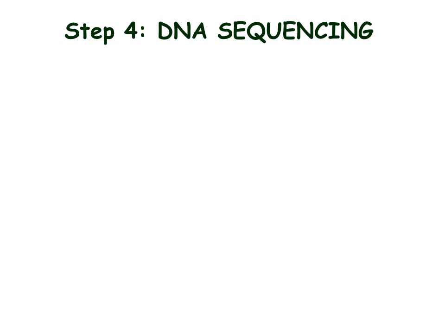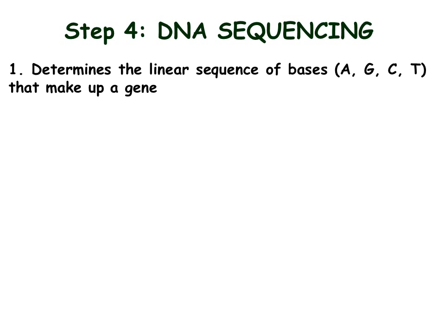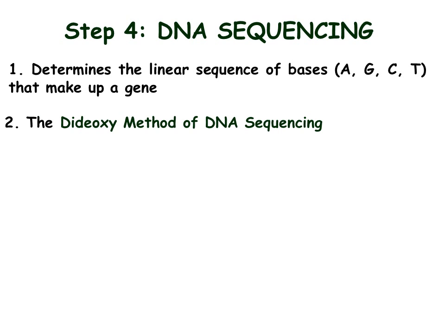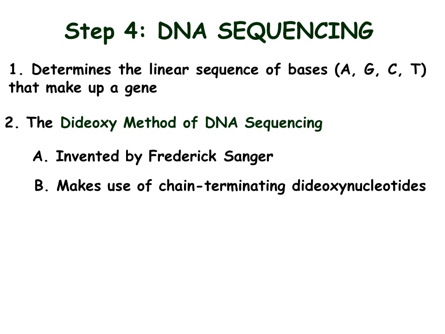DNA sequencing. The first techniques, however, had nothing to really do with hybridization. Of course, DNA sequencing is determining the linear sequence of bases, A, G, C, and T, that make up a gene. And the first method that really took off and was able to be automated was the dideoxy method of DNA sequencing. This was invented again by a scientist by the name of Frederick Sanger.